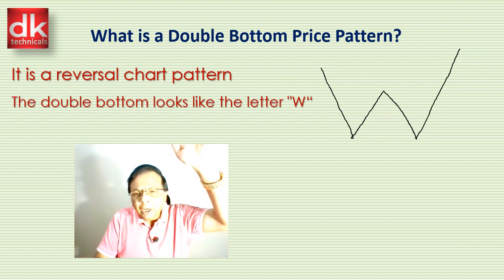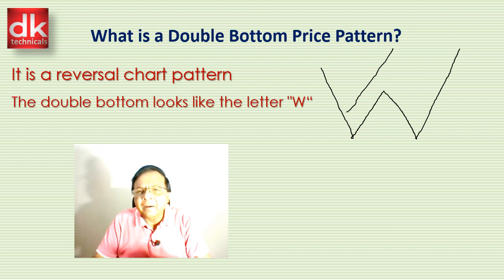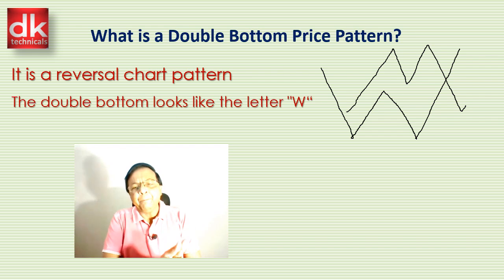While double top patterns are known as M pattern because they are formed something like the opposite of it. So the market is in an uptrend, makes a correction, then again goes to test the top and then makes this kind of pattern. So W pattern and M pattern.